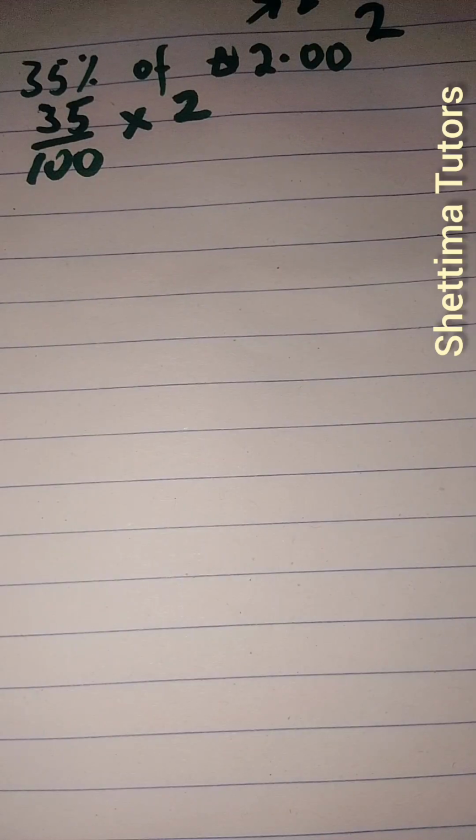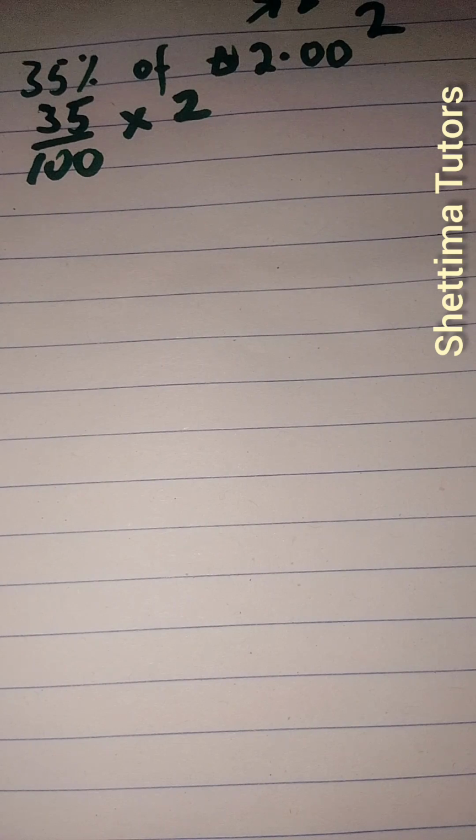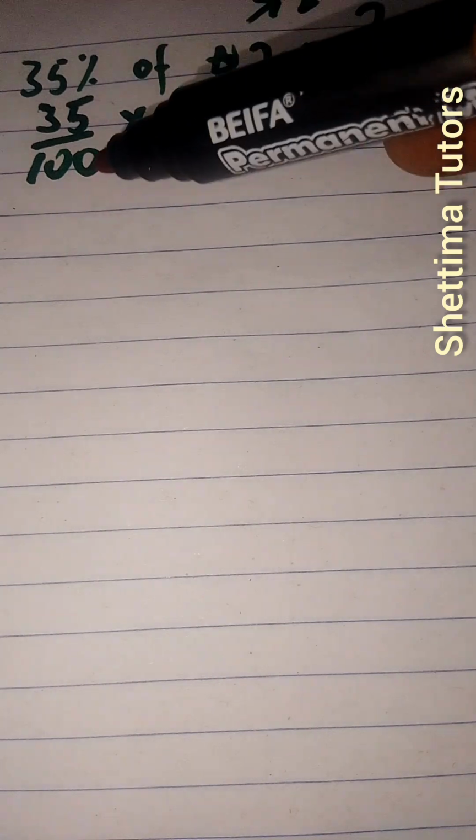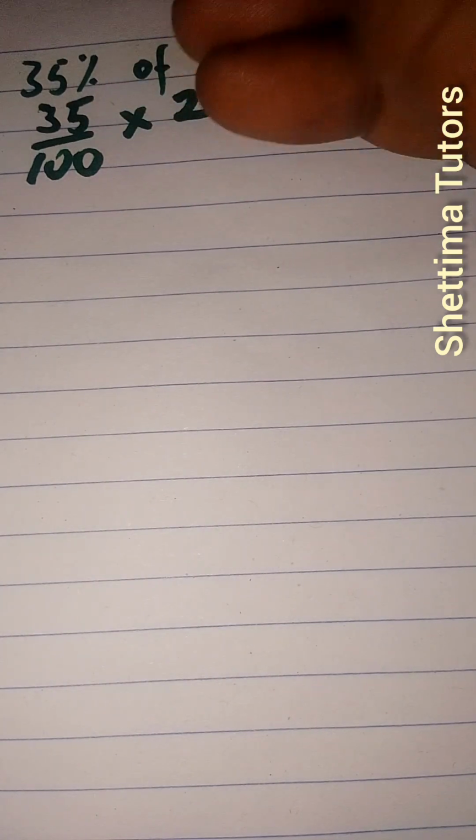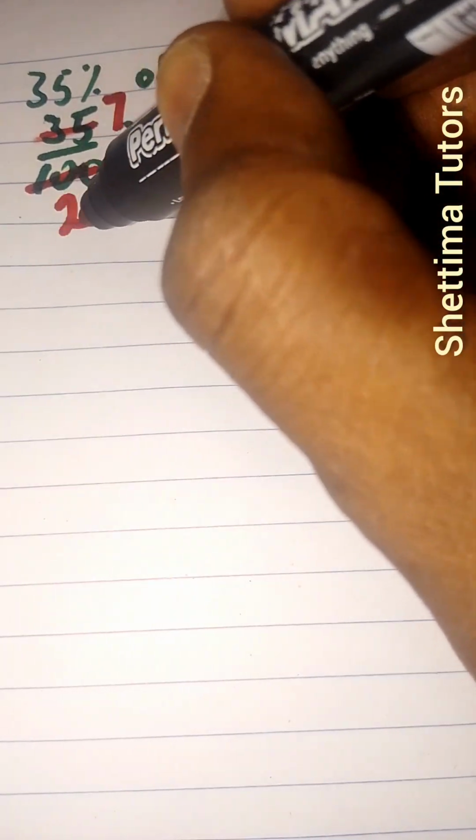Now we want to cancel. What is common between a numerator and denominator? You pick a numerator and denominator, and then you cancel through. 5 into 35 is 7 because 5 times 7 is 35. 5 into 100 is 20, because 5 into 10 is 2, 5 times 2 is 10, 5 into 0 is 0. You're left with 7 and 20.